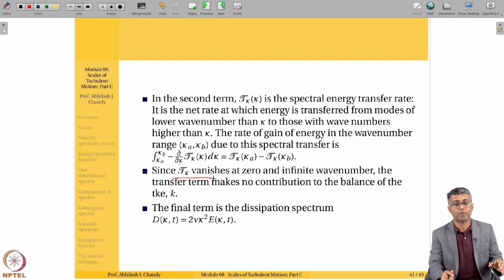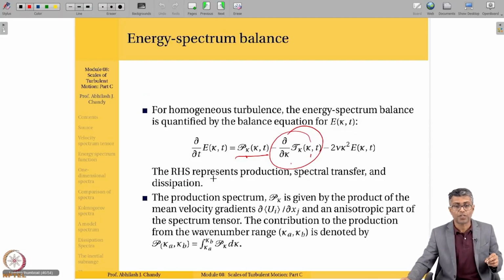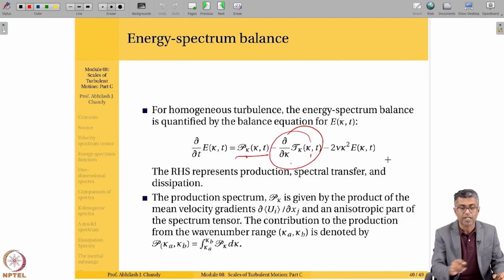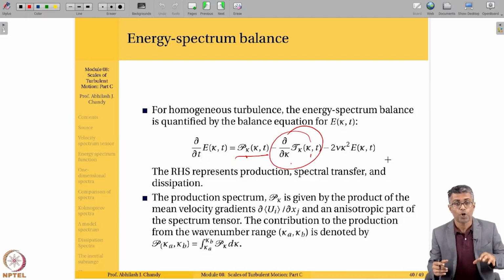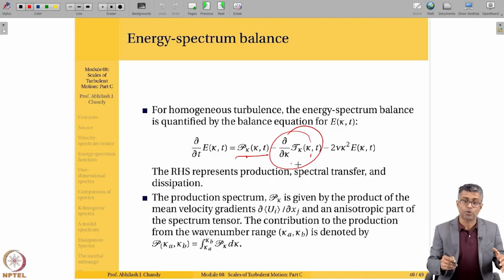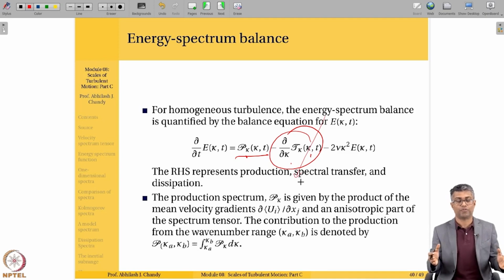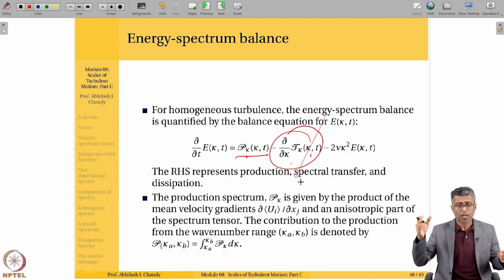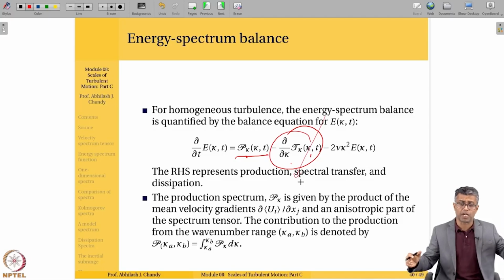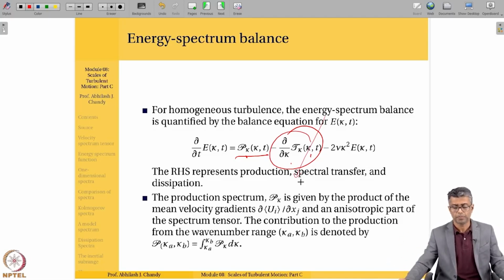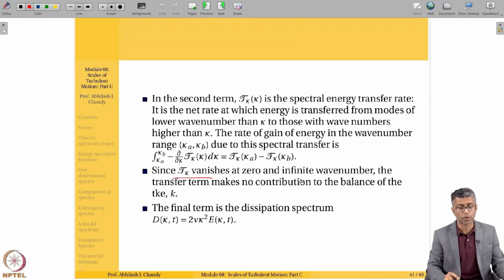Understood? The transfer term makes no contribution to the balance of TKE, because if you think about it, if I just integrate this entire equation, on the left hand side if I integrate it, I should get turbulent kinetic energy. And if I integrate this from 0 to infinity, this term would go to 0, because it is T kappa infinity minus T kappa 0, which is 0 and 0. So it comes out to be 0. That is what we mean by that.